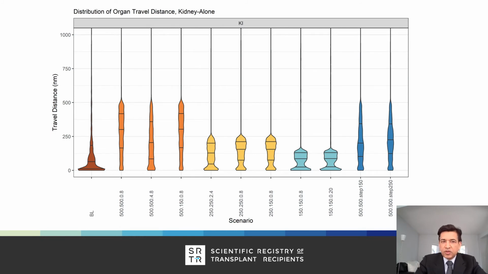So here are the results showing the distribution of organ travel distance according to different scenarios. These violin plots show the distribution of organ distance travel for kidney transplants. Approximately 80% of the transplants occurred within the concentric circle around the donor hospital. So, for example, for the 500 nautical mile circles, about 80% of the transplants occurred within 500 nautical miles. For the 250 nautical mile circles, 80% of the transplants occurred within 250 miles. Likewise for the 150 nautical mile circles.